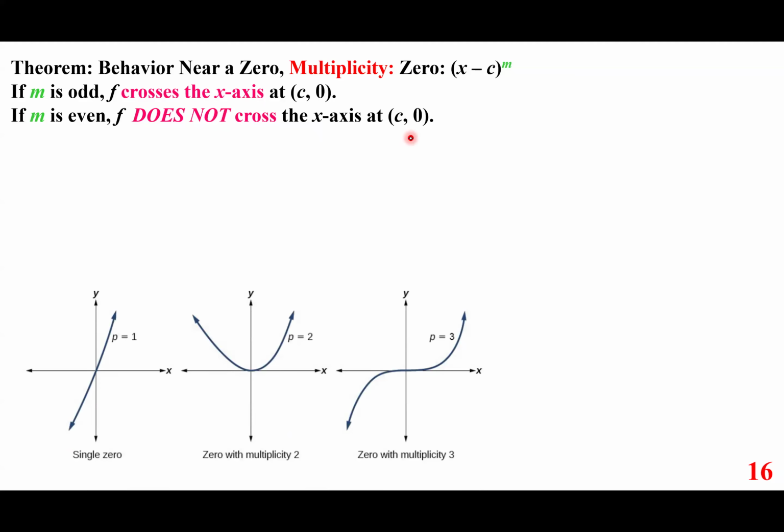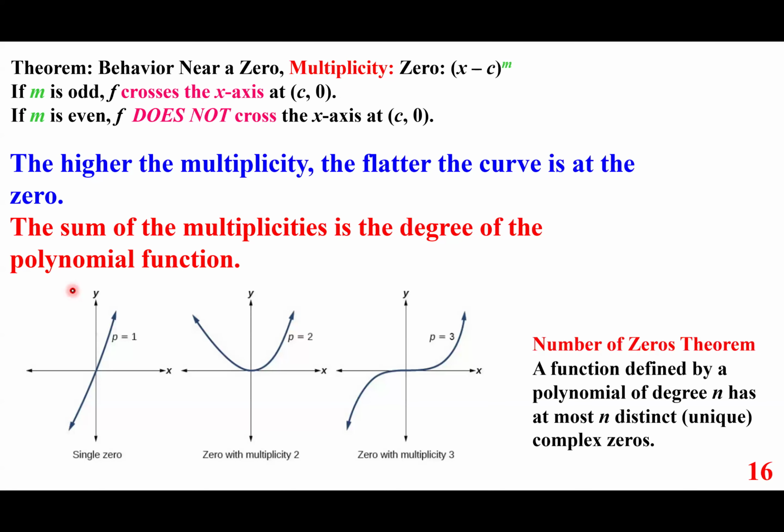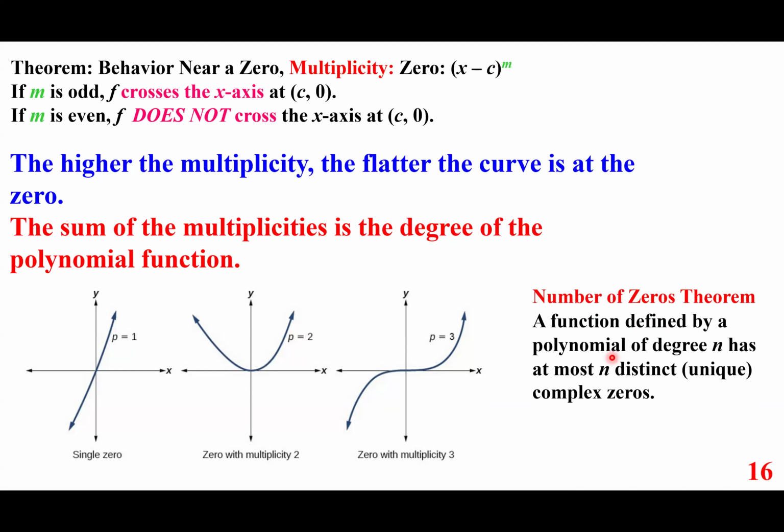So look at this one. This represents the multiplicity. Multiplicity 1, 2, 3; at even it can't cross. The higher the multiplicity, for example, both of them cross, but this is higher, the flatter the curve is at the zero. Notice this crosses, it's flat here. The sum of the multiplicities is the degree of the polynomial function n. Okay. A number of zeros theorem: a function defined by a polynomial of degree n has at most n distinct, unique, complex zeros.